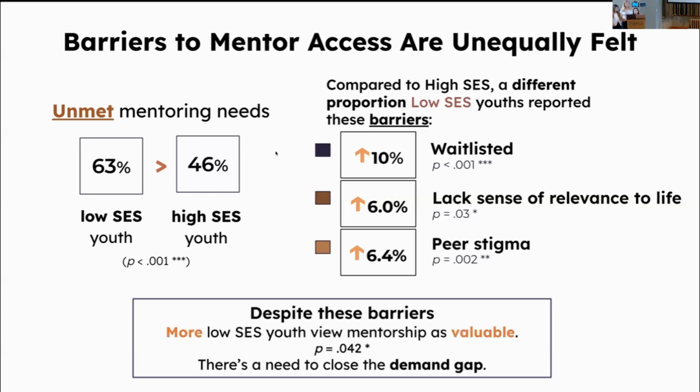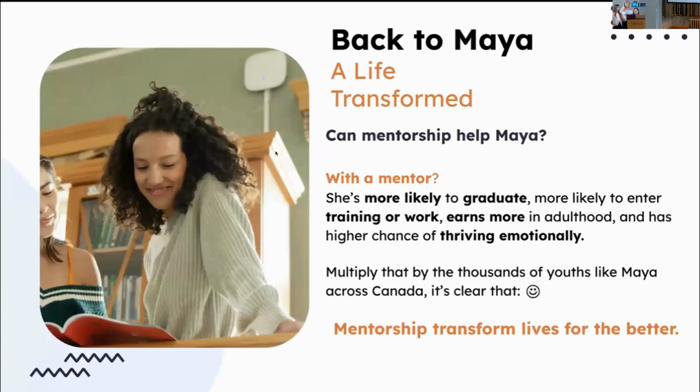And yet, low SES youth were more likely to see mentorship as more valuable. This suggests that low SES adolescents see the value in mentorship, but they're unable to acquire adequate mentorship due to the aforementioned barriers. So let's go back to Maya. With the help of mentorship, Maya now is more likely to graduate, more likely to enter training or work, earns more in adulthood, and has a higher chance of thriving emotionally. And multiplying this by thousands of youth, just like Maya across Canada, one thing is clear to us: mentorship can indeed transform lives for the better.